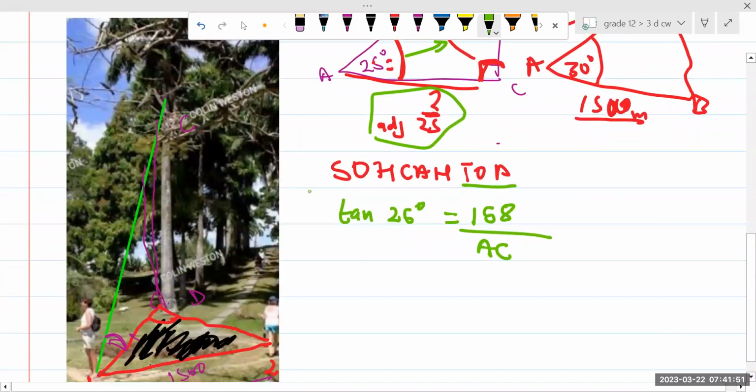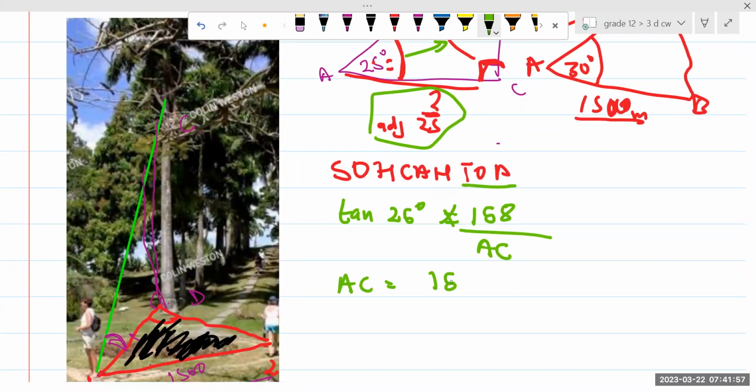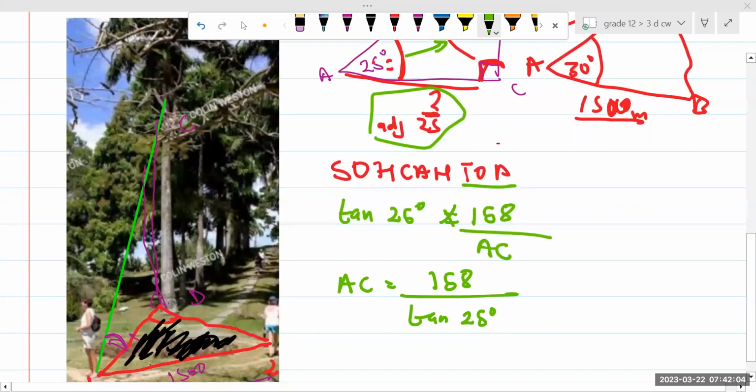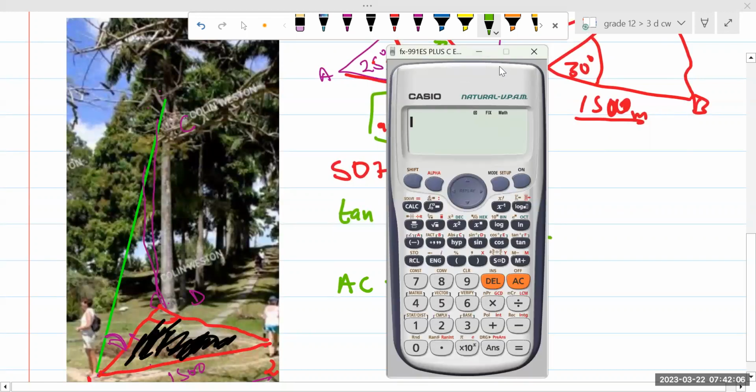And from here onwards, we can cross multiply. We're looking for AC again. Then we have AC is going to be given by 158 all over the tan of 25. Now, you simply go and type this in your calculator.